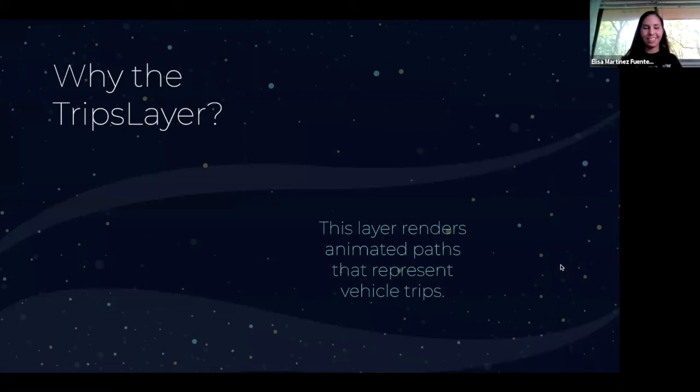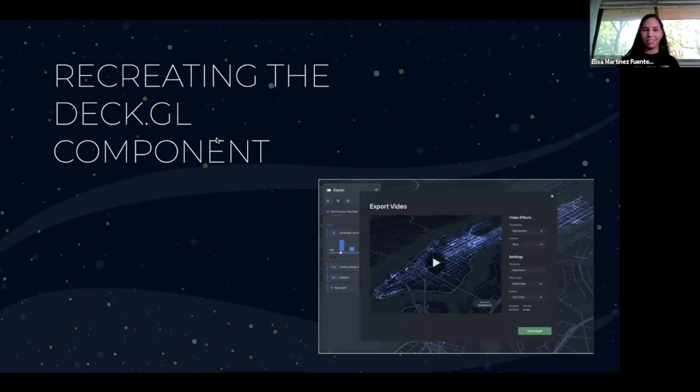So why the trips layer? A trips layer has waypoints, which have coordinates and timestamps, so it's easy to work with. And we talked about having other layers in the future, extending this exporting feature to the other layers. We're not experts there yet, but we'll get there.